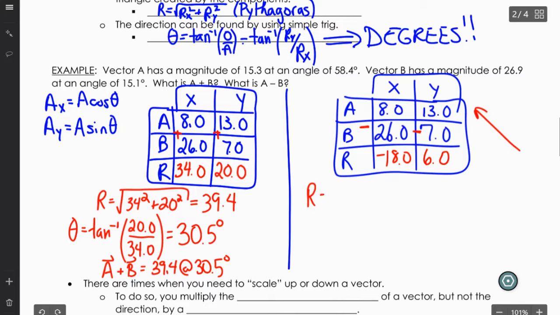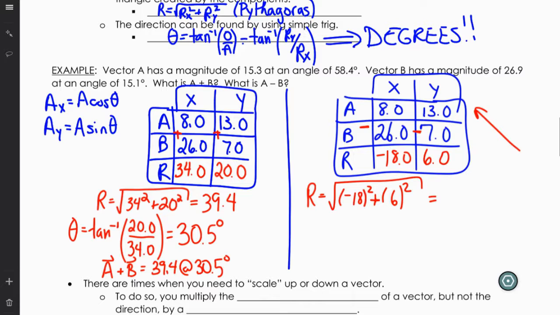So r equals the square root of negative 18 squared plus 6 squared. So plus sign. And I go 18 squared plus 6 squared, square root of that. I get, we'll round it to 19. Okay, so this r would have a magnitude of 19.